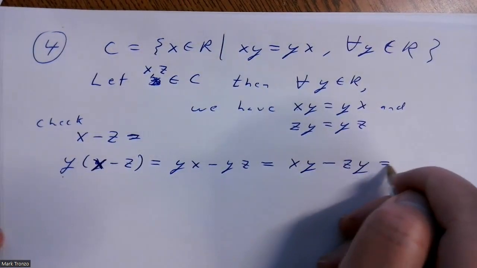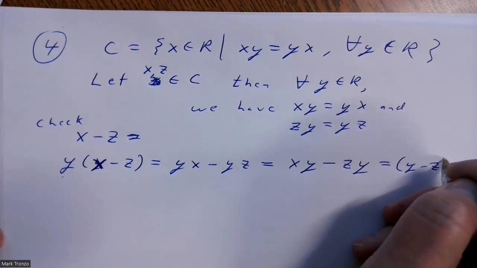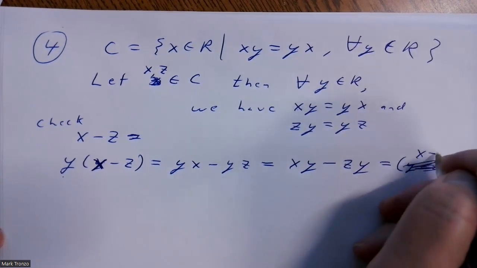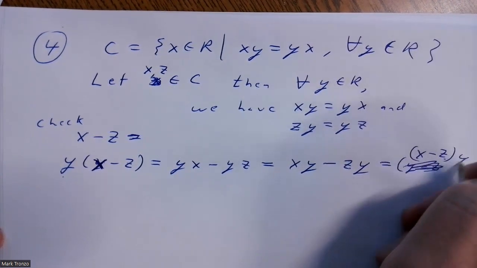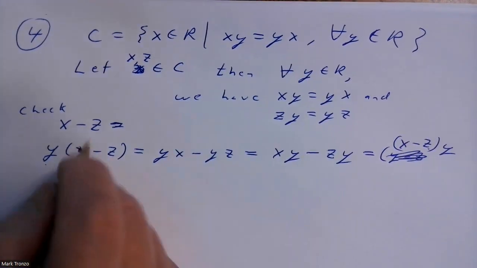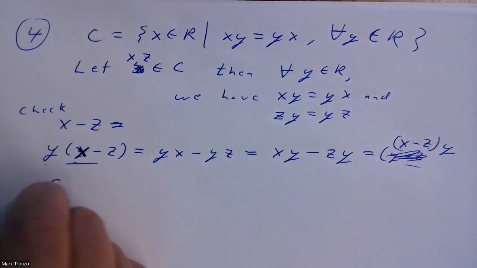And then now we can factor it out. Y minus z, excuse me, I'm messing this all up. X minus z times y, like that. If that makes sense. Then do the same thing to check.